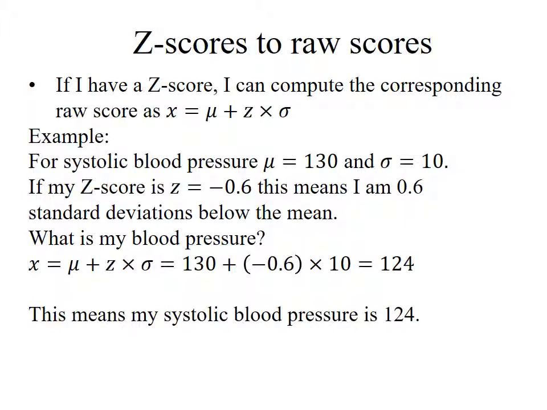So again, systolic blood pressure, mean of 130, standard deviation of 10. So for example, suppose somebody has a z-score of negative 0.6. Well, that means this person is 0.6 standard deviations below the mean. What would this person's blood pressure be? Well, we take the mean, 130, and add negative 0.6 times 10. Negative 0.6 times 10 is negative 6. So that means this person is 6 blood pressure points below the mean, so that makes it 124. So therefore, the systolic blood pressure would be 124.